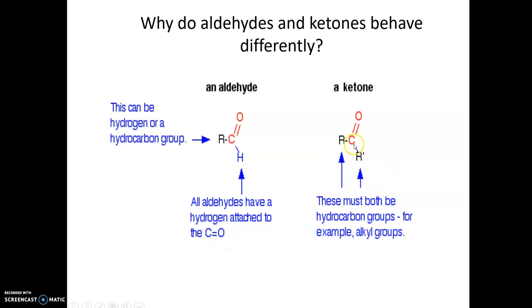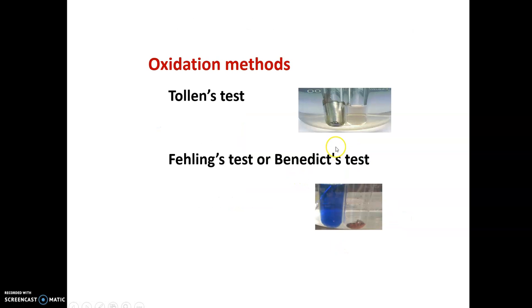When we look at the ketone, the same carbonyl group is also present, but the other two valencies are satisfied by an alkyl or aryl group. We do not have any hydrogen atom associated with the carbon double bonded with the oxygen. So a hydrogen atom is there in an aldehyde and no hydrogen atom is present in a ketone. There are different methods, and in this video we'll be learning the oxidation method by which we are going to differentiate an aldehyde and a ketone, and the tests that we are going to look at are the Tollens test, Fehling's test or the Benedict's test.